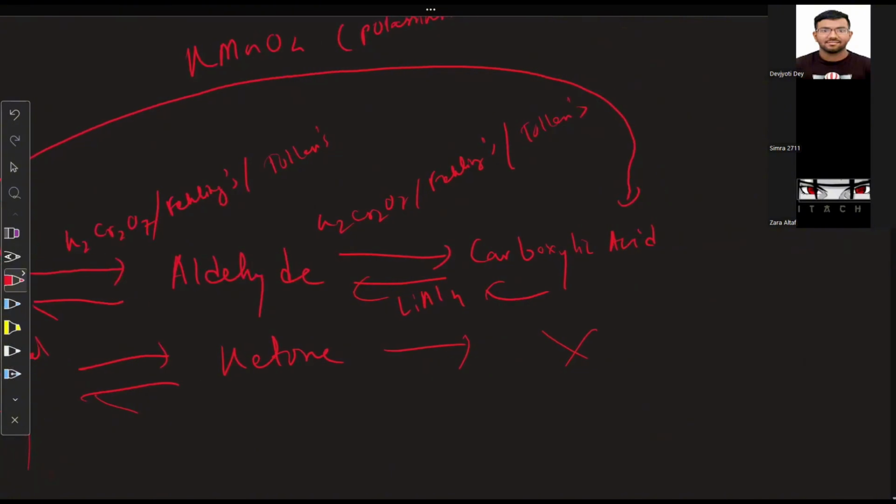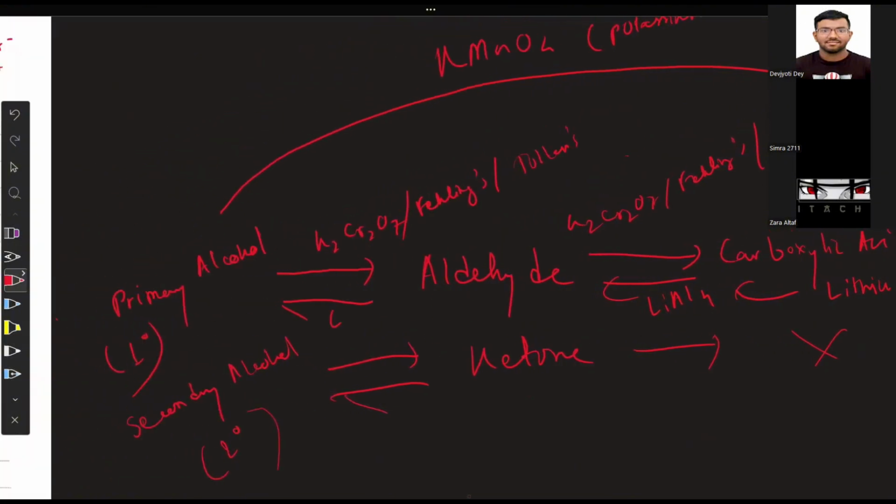What is the name? Anyone? You know? Lithium tetrahydroaluminate. It's a reducing agent. Again, you can use LiAlH4 in order to get primary alcohol if you reduce aldehyde. In this case, also the same K2Cr2O7 fails, and in this case LiAlH4. You cannot further oxidize ketone.